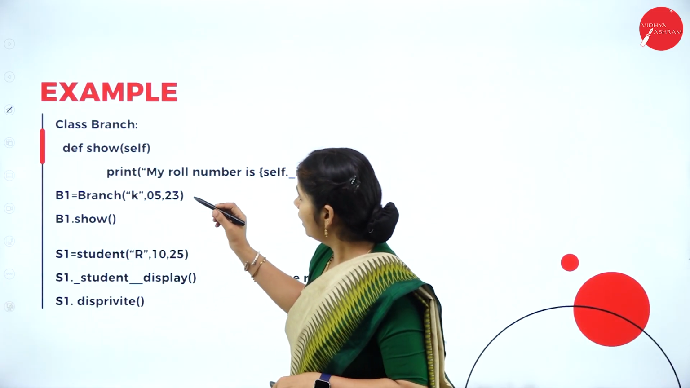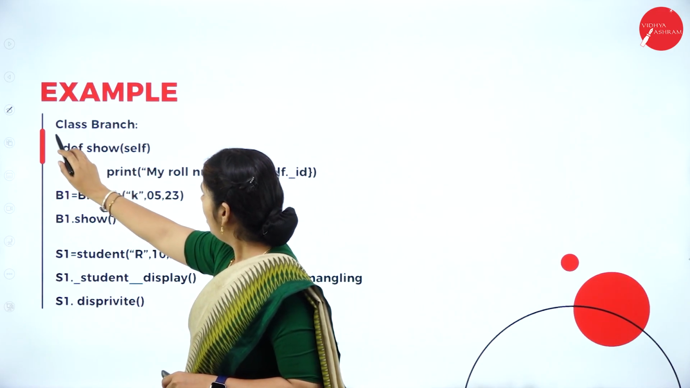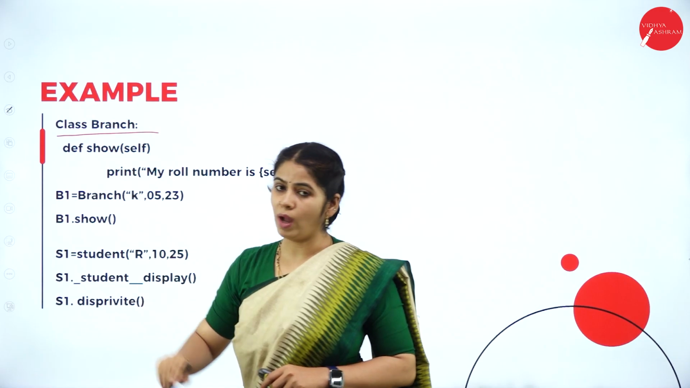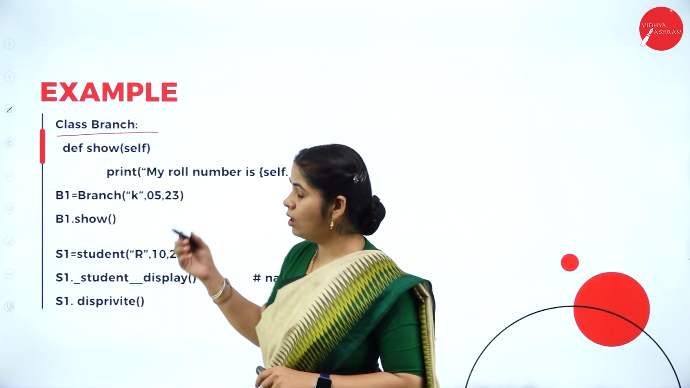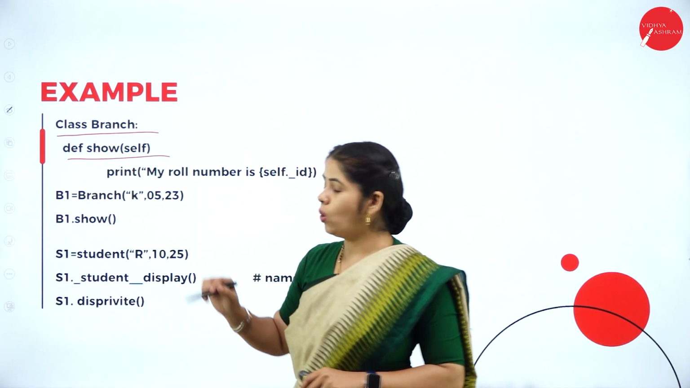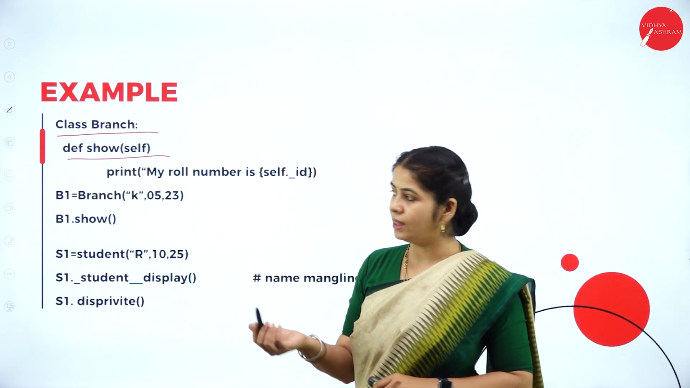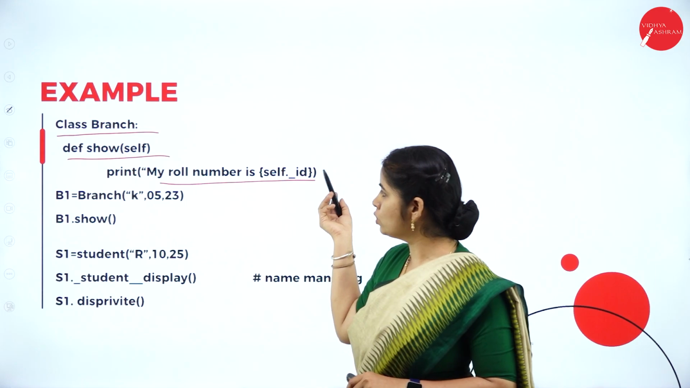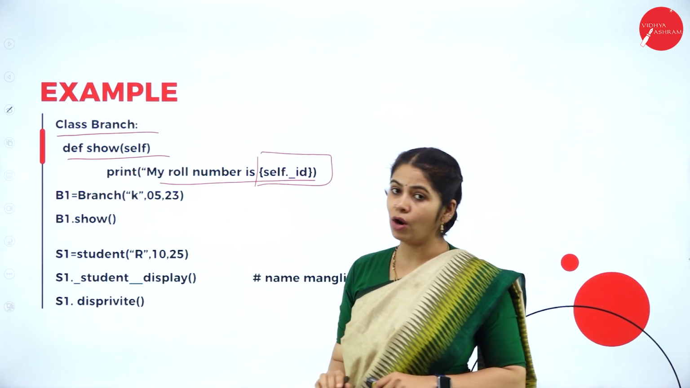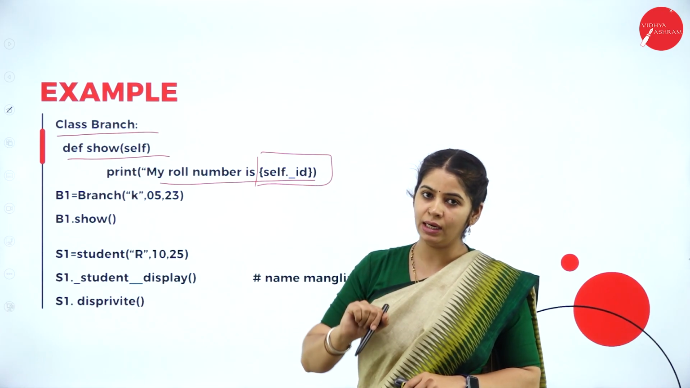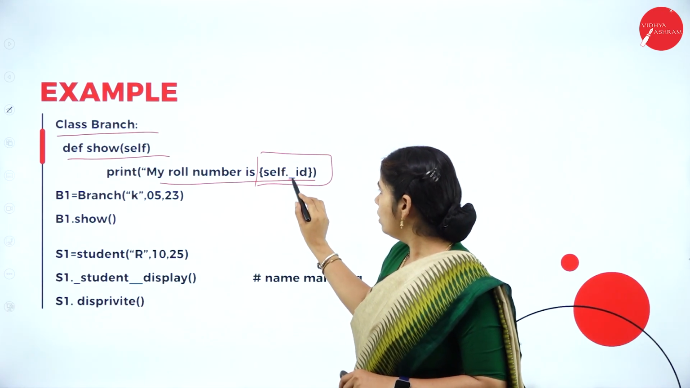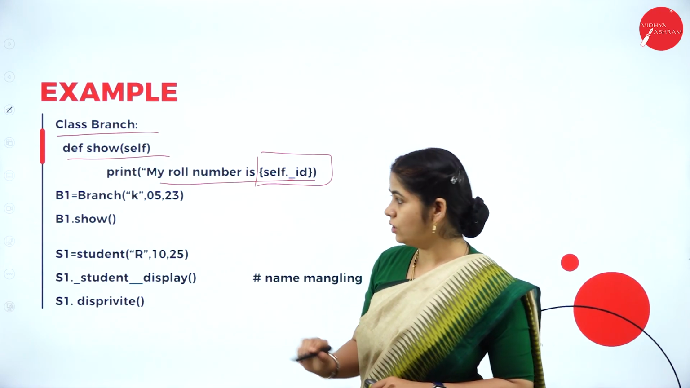So what we are doing here, one more example: we have a student and we are creating one more class called branch. The student belongs to which branch exactly? Here we have its own method, which is again a public method. It is printing "my roll number is so and so." Roll number is accessed by the parent class, Student, which is a protected data.